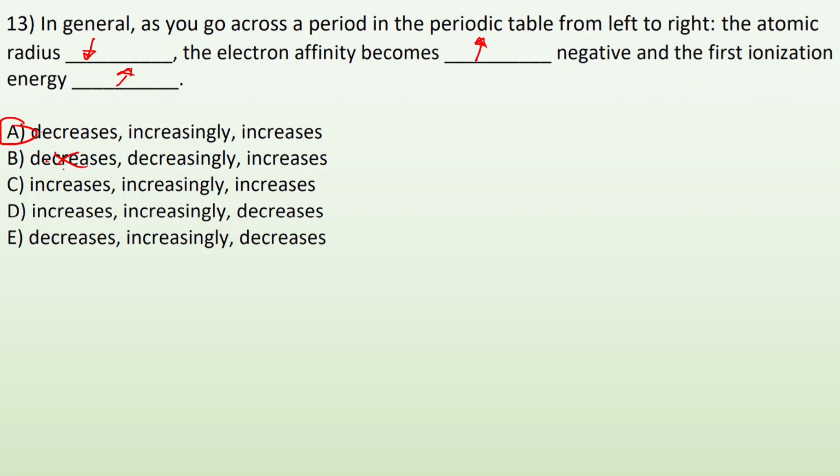Let's see, decreases, nope. Decreases, yes. Becomes decreasingly negative, no. C, increases, no, I'm sorry, atomic radius doesn't increase. Let's see, atomic radius decreases going left to right, yes. Becomes increasingly negative, and then decreases, no. So the best option is option A.